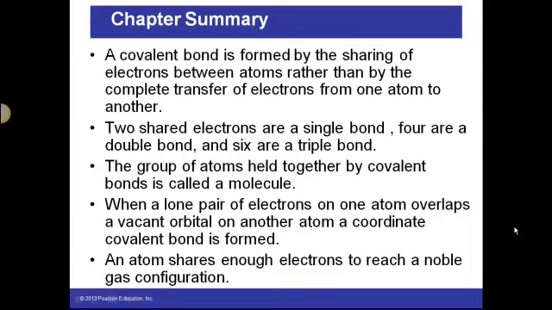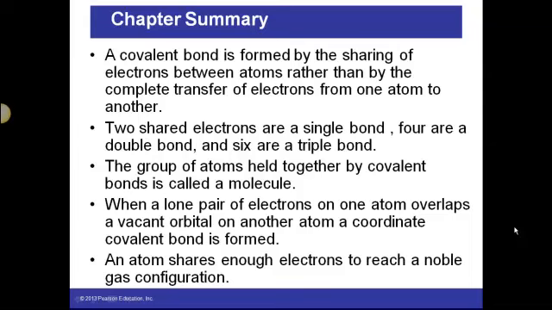We also saw that when we have lone pairs of electrons on an atom, you can have a coordinate covalent bond that would be formed if that entire lone pair is going to help form a bond with a vacant orbital from another atom. So that's a coordinate covalent bond.